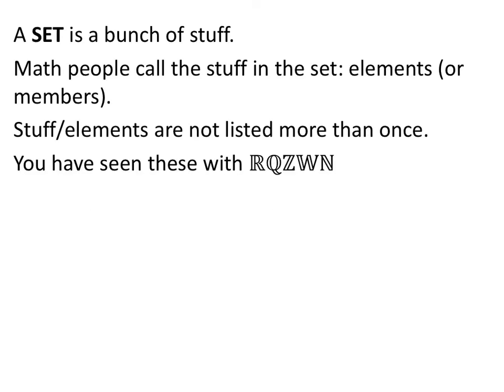So a set, as it turns out, really is just a bunch of stuff. For math, it's usually just a bunch of numbers. And we've seen that already with the domain. It's a set of numbers that x could be for those square roots and fractions. Math people call this stuff elements. I mean, it sounds a lot better than saying stuff, right? Which again, math people, we're just trying to make ourselves look smarter than we are. And stuff or elements are not listed more than once. So if you see anything repeat, don't put it down more than once in a set, even though you'll be tempted to, okay?